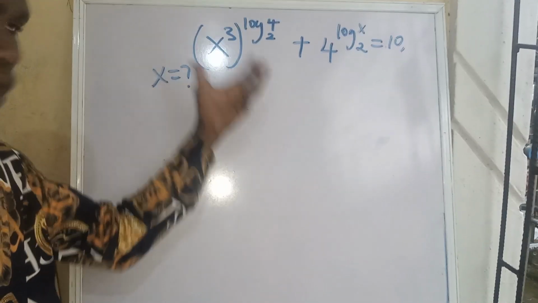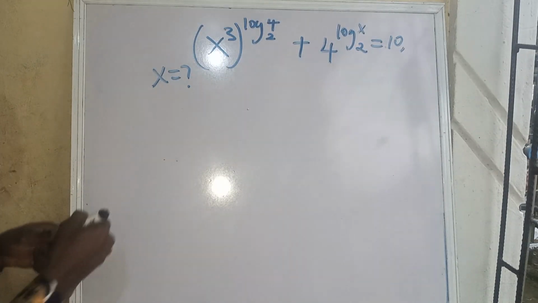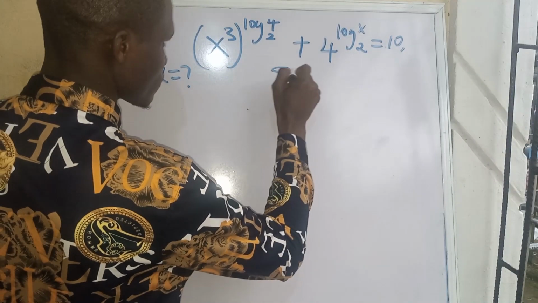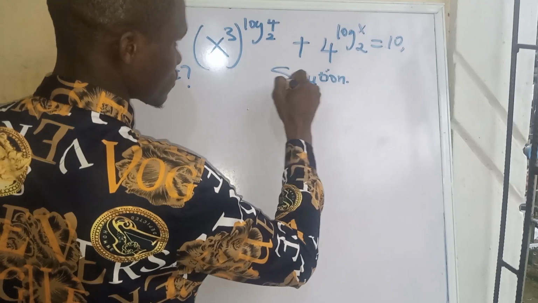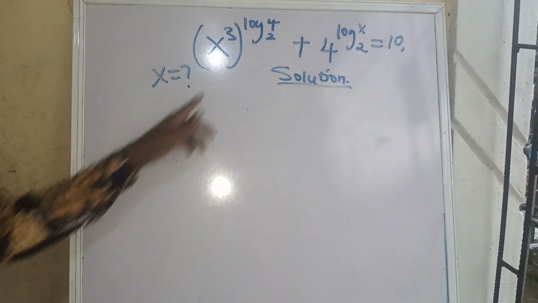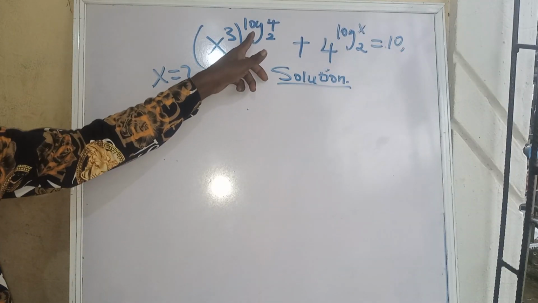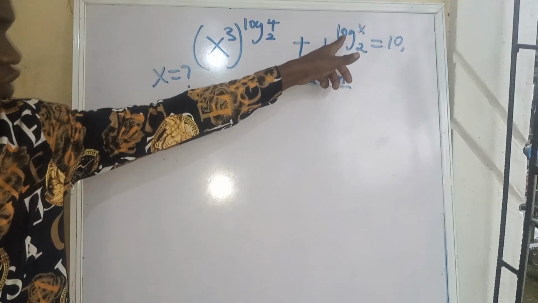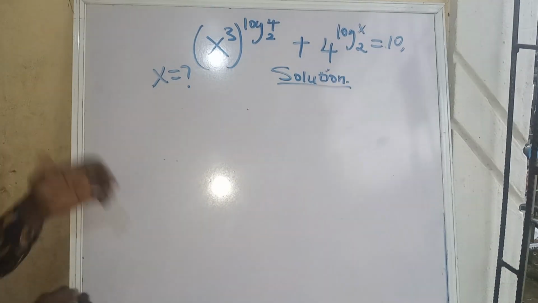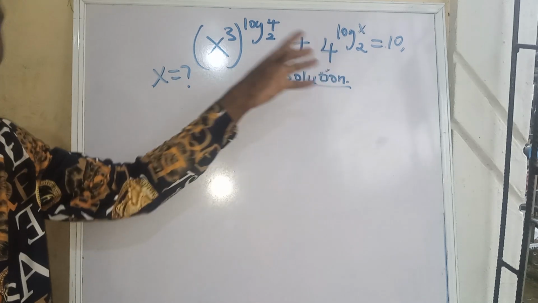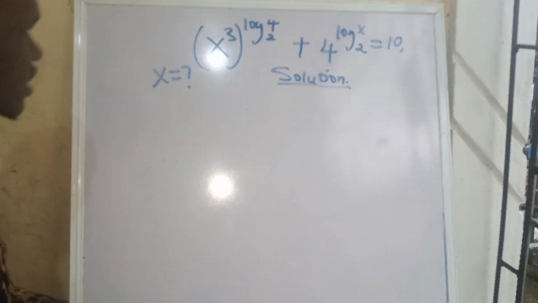So let's see how we can solve this nice challenge. We can simply say solution, because we are having x^3 to the power of log 4 to base 2 plus 4 to the power of log x to base 2 equals 10. Instead of writing the whole of this again, we'll simply go further solving it.